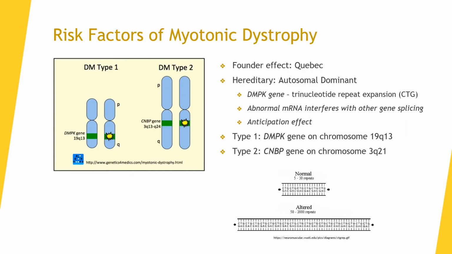When settlers first lived in Quebec, there was a founder effect that increased the proportion of the population with myotonic dystrophy. Therefore, people in Quebec have a higher risk of myotonic dystrophy statistically, and hereditary factors play a role too in an autosomal dominant fashion. The DMPK gene, with its trinucleotide CTG repeat expansion, is known to contribute, and abnormal mRNA can interfere with other gene splicing.